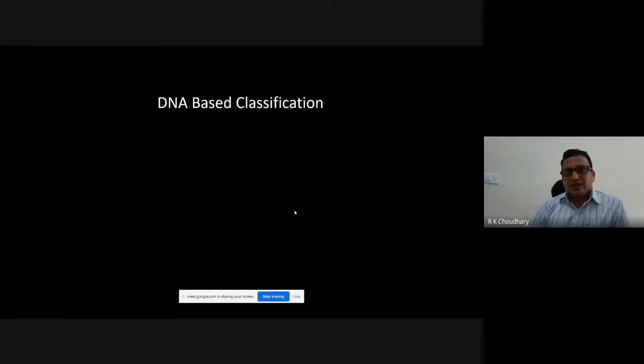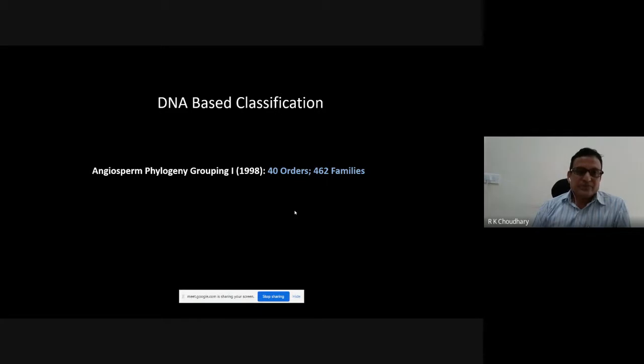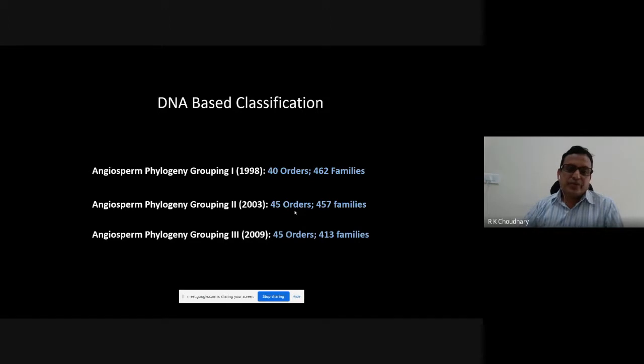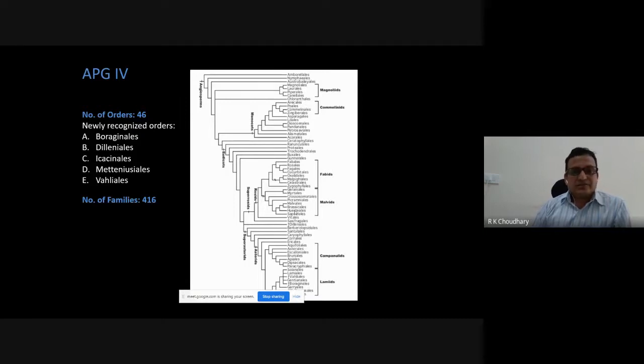Then this DNA-based data has been helping us to classify organisms into particular groups. You might have heard about APG1, which was proposed in 1998, Angiosperm Phylogeny Group, where it was proposed that there are 40 orders and 462 families. We advanced further, and APG2 was proposed in 2003. After that, APG3 also came. As we have more and more DNA data from the plant groups, we are revising the taxonomy and the phylogeny of the particular groups. And now, presently, we have APG4, which tells us that there are 416 families under 46 orders. So you can see how molecular data is changing the taxonomy and our understanding of phylogenetic relationships.